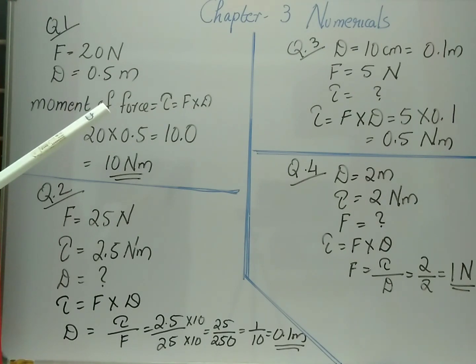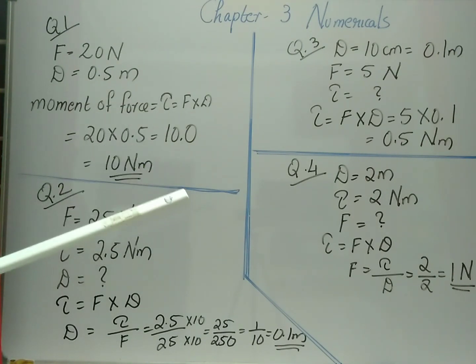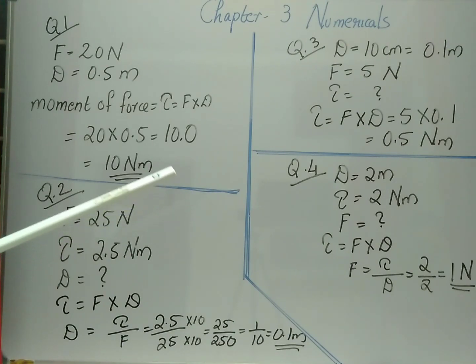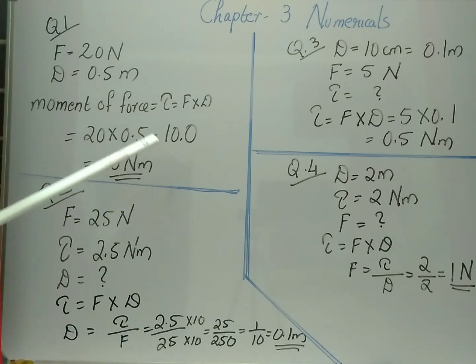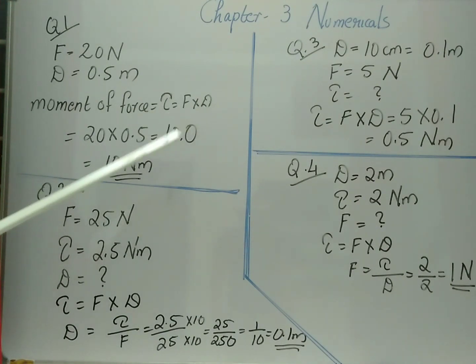The formula for moment of force is force into perpendicular distance. We can now use the term torque. Another word for moment of force is torque, T-O-R-Q-U-E, and we will denote it with the symbol tau. Tau is equal to force into distance.